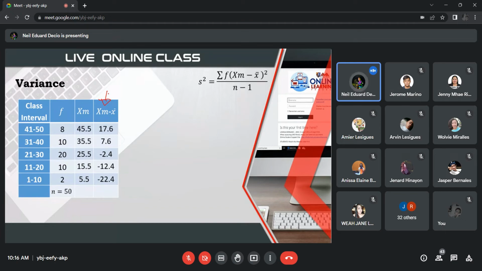And then after that, we have to get the squares. So we have to multiply them by themselves. So 17.6 squared is 309.76 and so on. 7.6 naman squared is 57.76. Okay? So for the fifth column, ini-square lang natin lahat ng nasa fourth column. We just take the square.